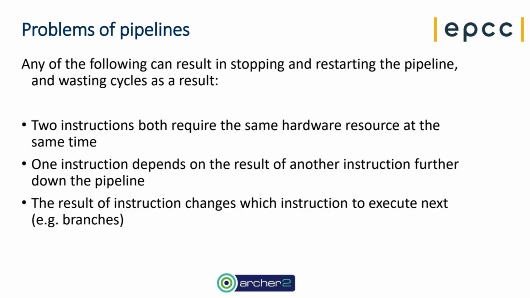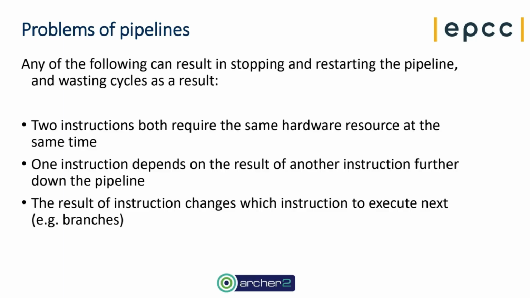Okay, so when everything's working fine, pipelines are great, but things can happen that prevent pipelining, or mean that the pipeline has to stop and restart, and cycles get wasted as a result. So, for example, if two instructions both require the same hardware resource, the same functional unit, at the same time, then they have to take turns.